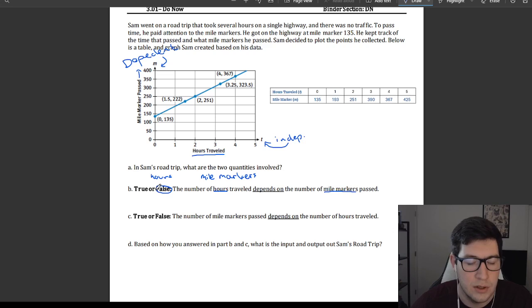That is not true. And so looking at C now, it's again a true or false statement. This time it says the number of mile markers passed depends on the number of hours traveled. And that makes sense, right? We're going to circle true because that's what we just said. We know that hours traveled is our independent variable and that the mile markers passed are dependent because this is what relies on how long we've been traveling, right? Which makes sense because if he's not traveling at all, then he's not going to be passing mile markers. So therefore, these numbers here are going to be dependent on these here.